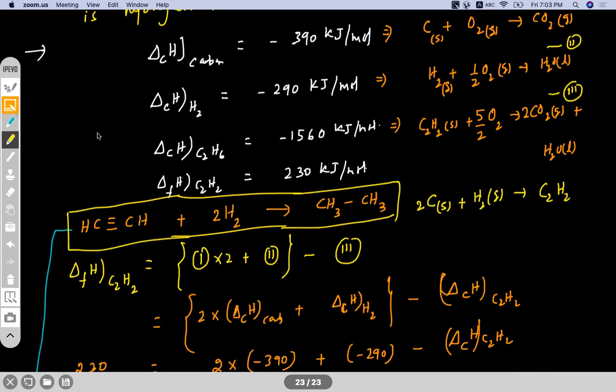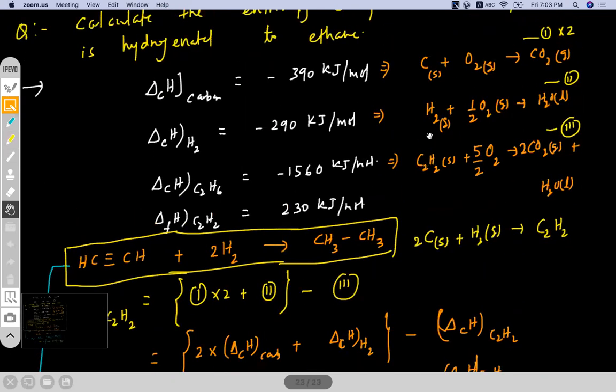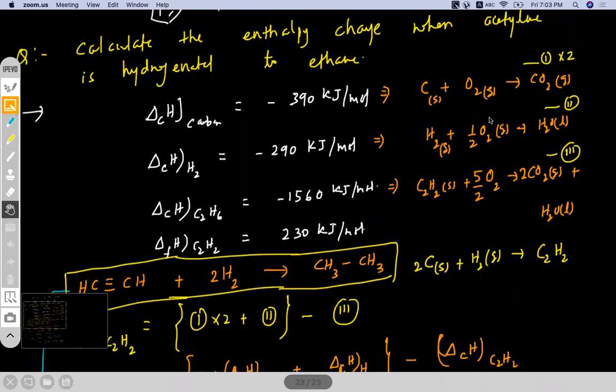How did I write down these equations? I think this is what you are talking about. This one, right? This equation? Yes. From this data, you see, enthalpy of combustion of carbon means what? Carbon plus O2 gives CO2. Hydrogen, H2 plus O2 gives H2O. If this data is given, then obviously corresponding to these data, the equation would be this. Similarly, for combustion of C2H6, the equation is this.